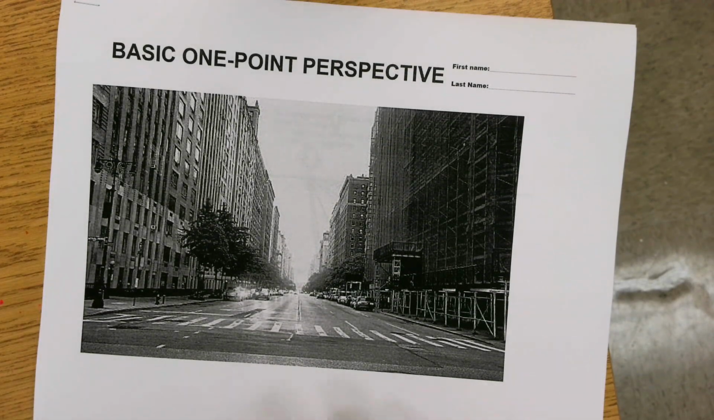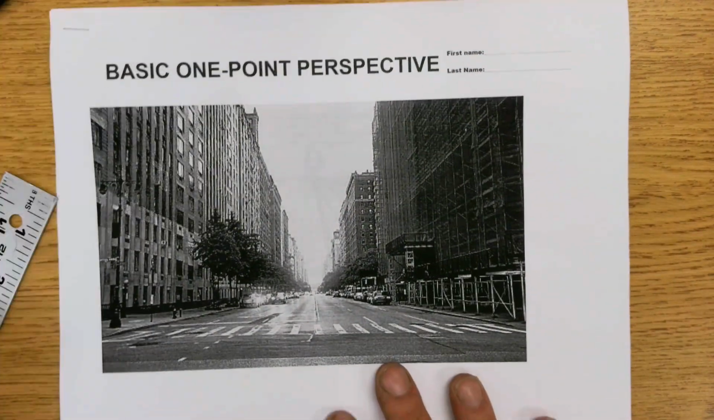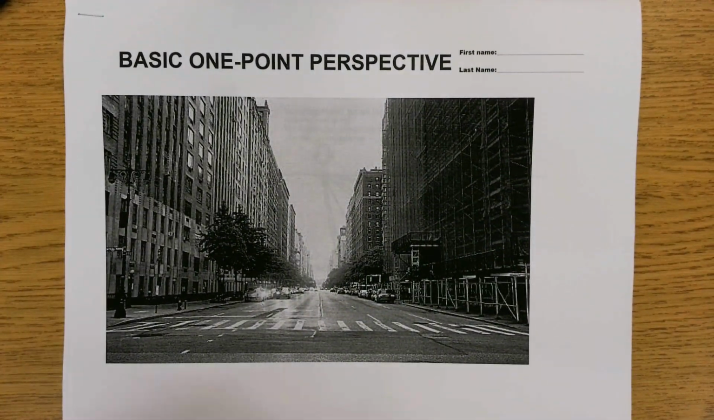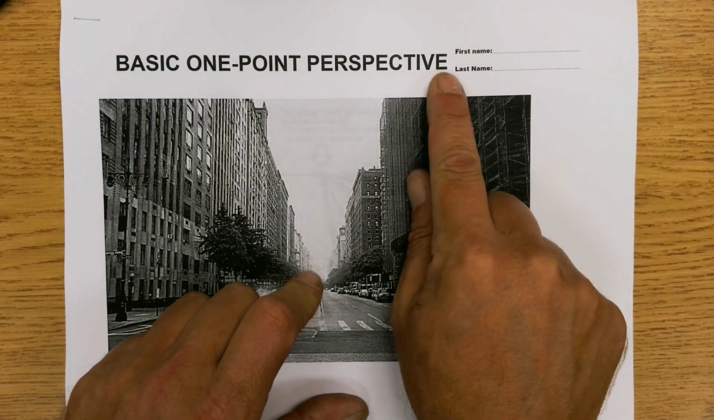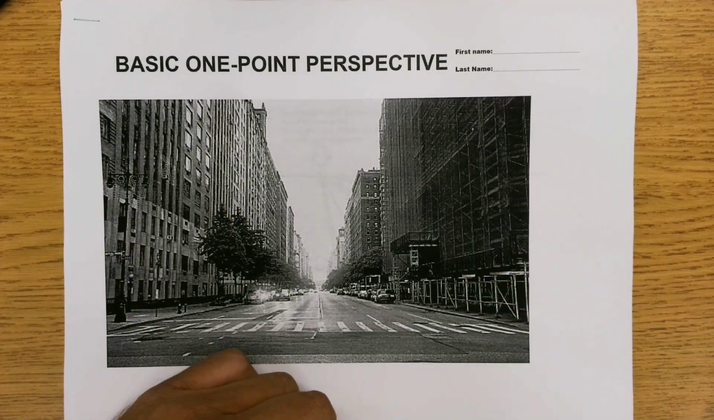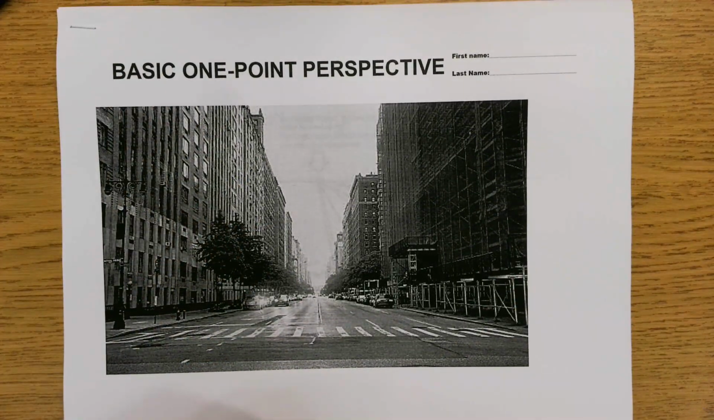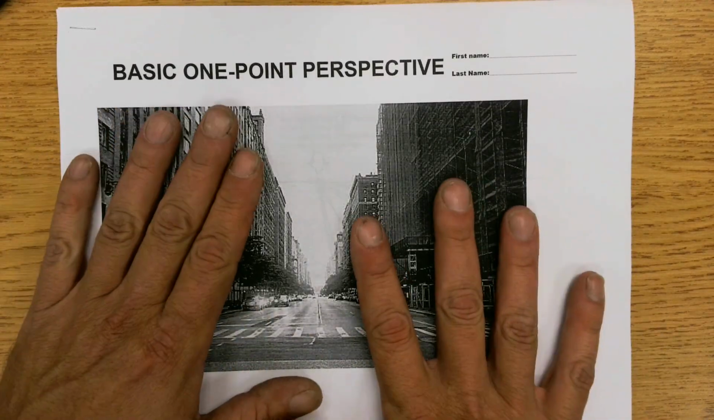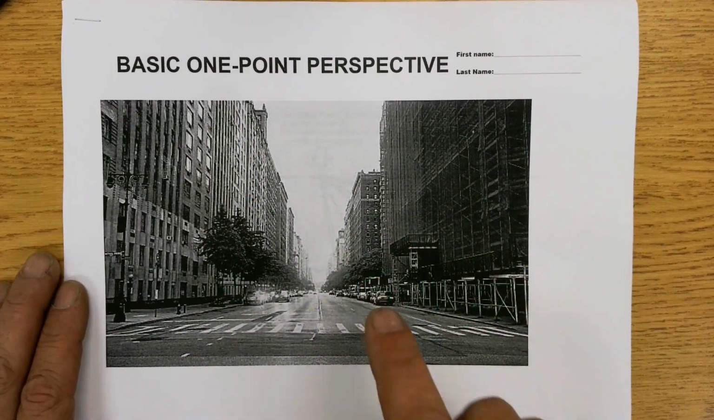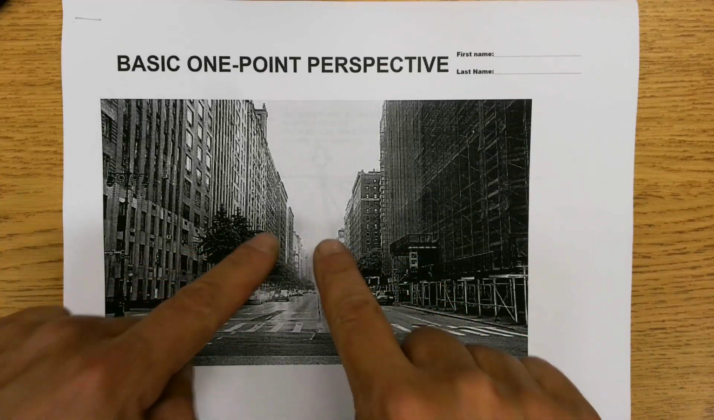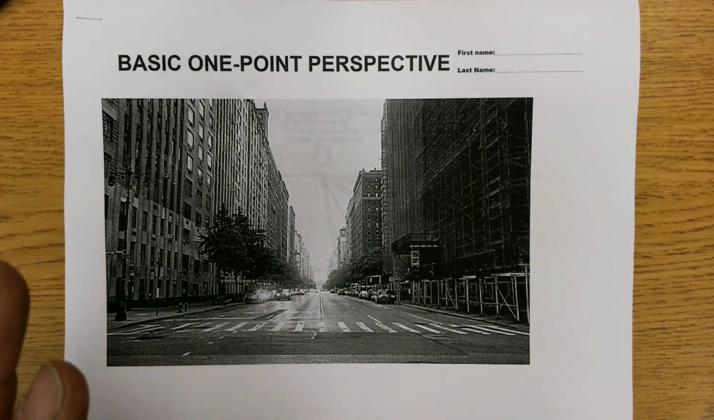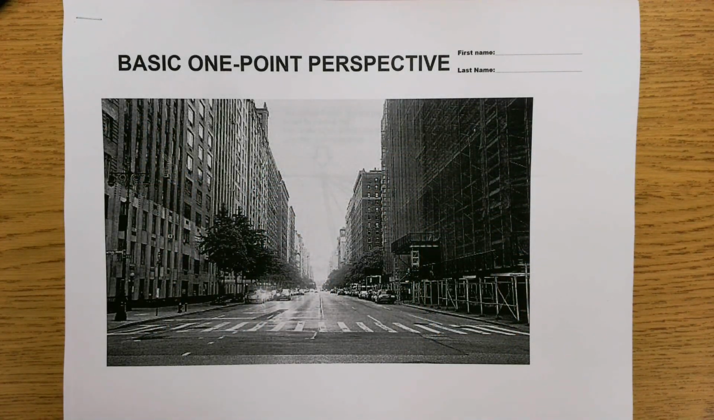Hey kids, so we're going to start something new today, and this lesson is all about something called perspective. Perspective is the way our eyes see something. It can also mean our view of something or how we feel about something compared to someone else. But in art, it's all about how our eyes see distance and depth. In other words, things that are close or further away.